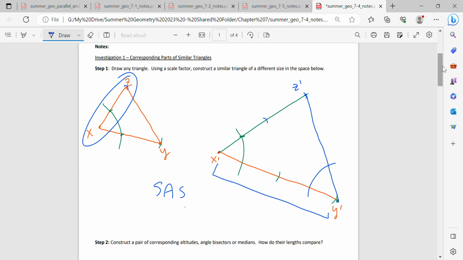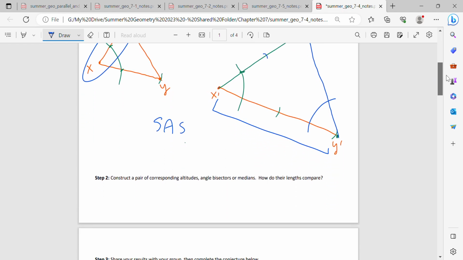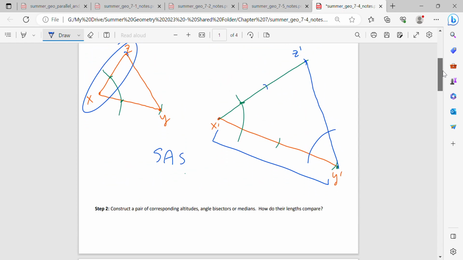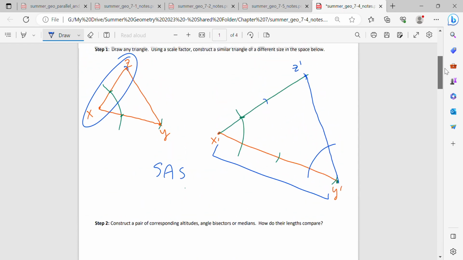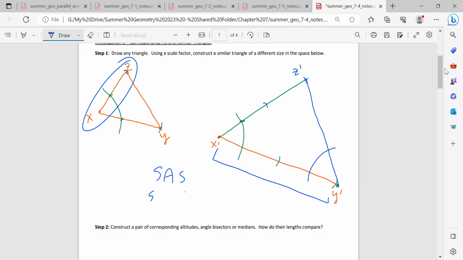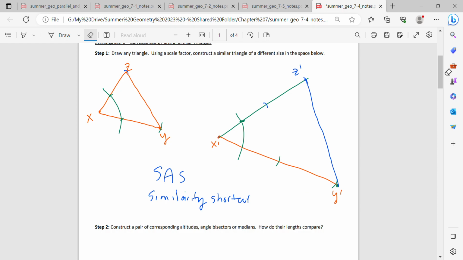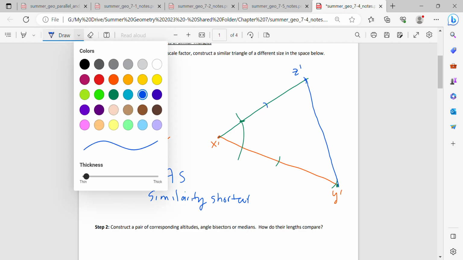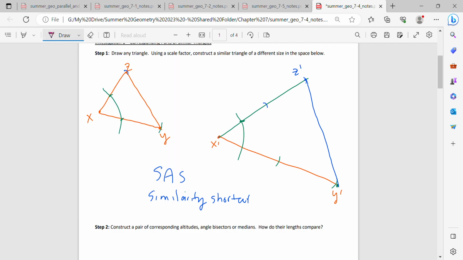What we want to do is construct a pair of altitudes, angle bisectors, or medians. I want you to just pick whichever one you like. Which one is easier for you? Let's go ahead and construct a pair of angle bisectors. So I'm going to bisect angle Z.